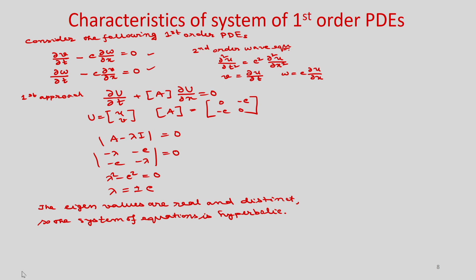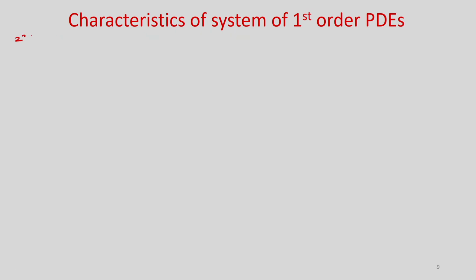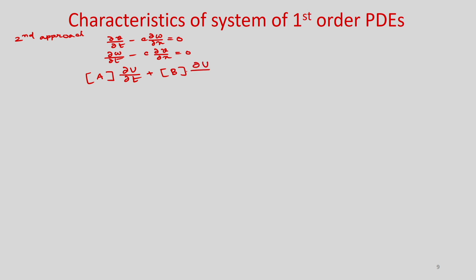Now, we will use the second method. Okay. So, we will use the second approach, whatever we have learned. So, our equation is del v by del t minus c del w by del x is equal to 0 and del w by del t minus c del v by del x is equal to 0. So, we need to write this equation in this form to use the second approach: del u by del t plus B del u by del x. We are learning just these three different methods. So, we are applying these three different methods to find the mathematical characteristic of this set of PDEs.